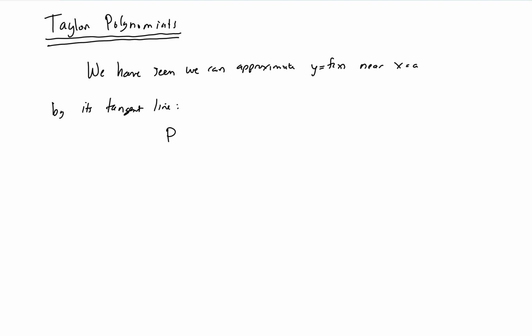And so we write this now as P1 of x. Before we were using L of x for the linearization, but to go along with Taylor polynomials, we're going to use P1 of x for the first degree Taylor polynomial. So we have this as our tangent line approximation. So we saw in the flip class video we can use higher degree polynomials to get better approximations.